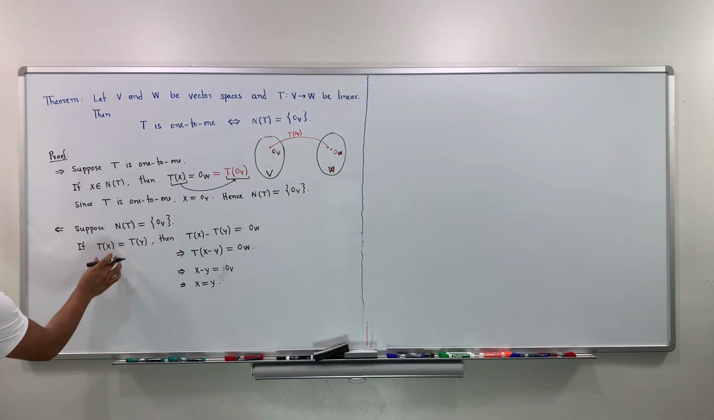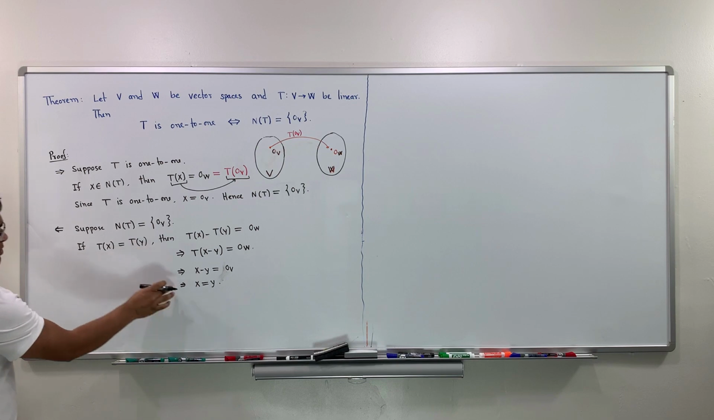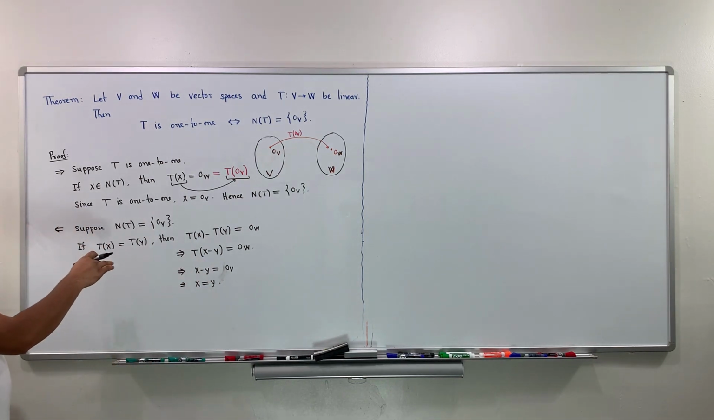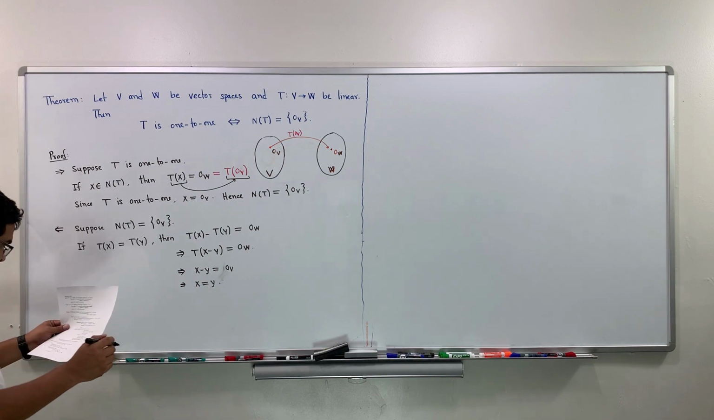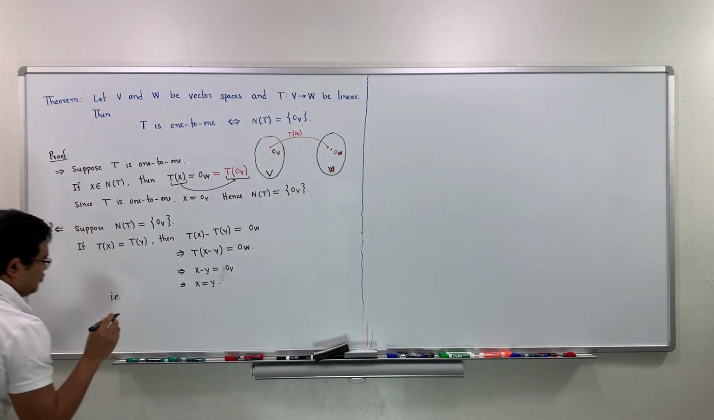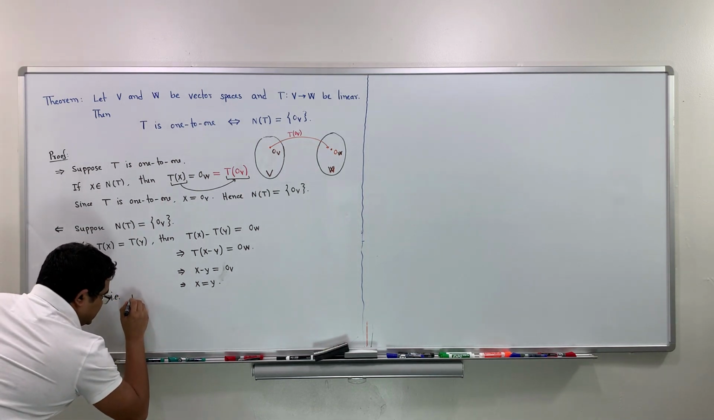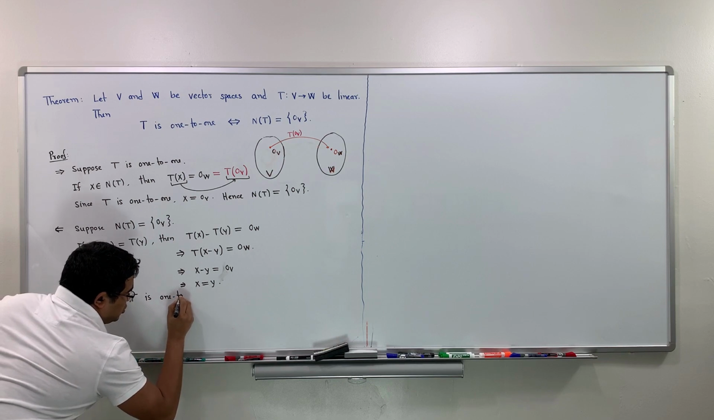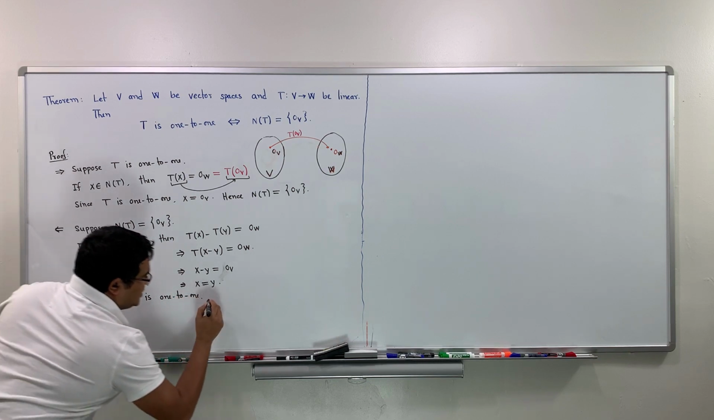Now if T of X equals T of Y implies X equals Y, that means the linear transformation is 1 to 1. That is, by the definition of a 1 to 1 map, T is 1 to 1. So this completes the proof.